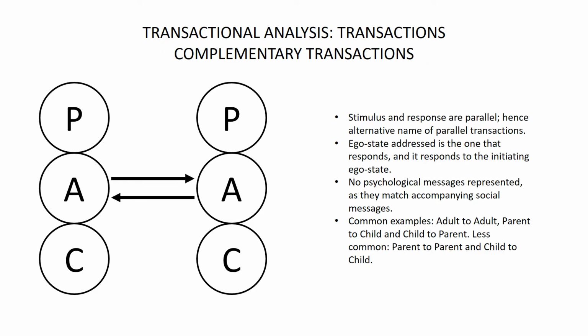Complementary transactions are transactions in which the stimulus and response are parallel to each other. This gives them their alternative name of parallel transactions. The ego state addressed is the one that responds, and it does so to the ego state that initiated the transaction. No psychological messages are represented here because, since in complementary transactions the psychological messages are in perfect alignment with their corresponding social messages, there is effectively no hidden communication. Common complementary transactions include adult to adult, parent to child, and child to parent. Less common but still significant ones are parent to parent and child to child.